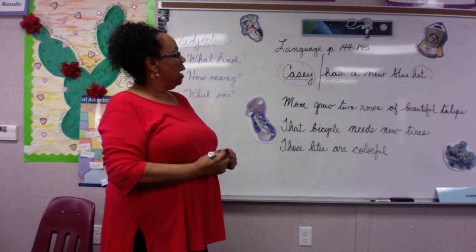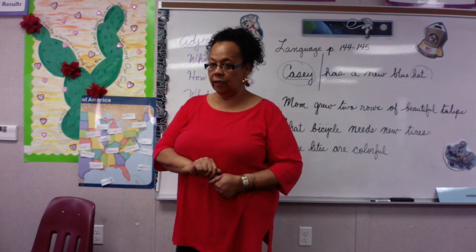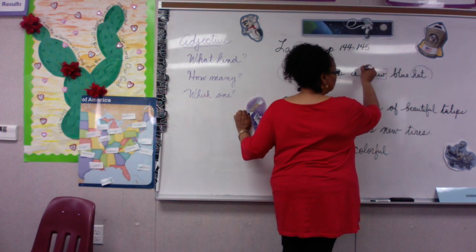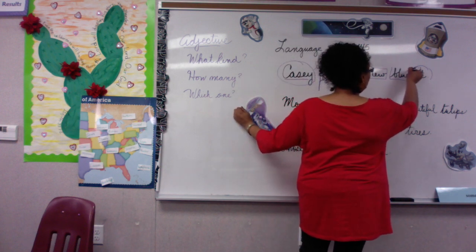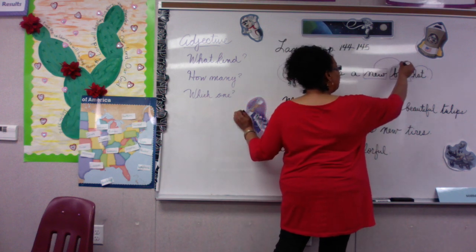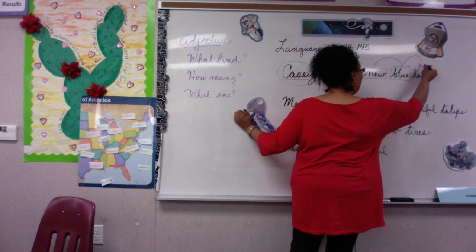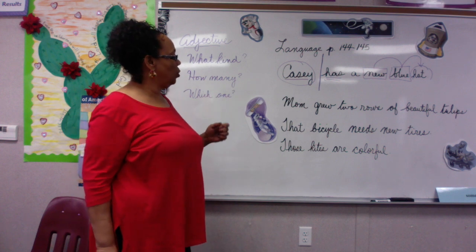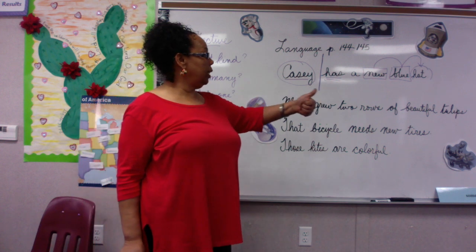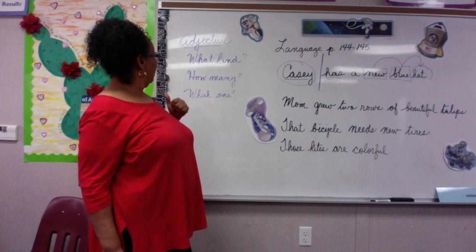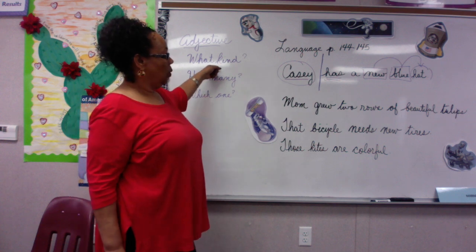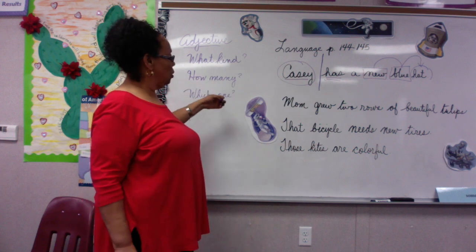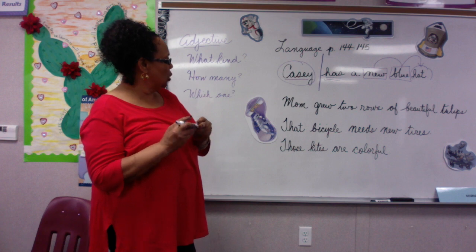Then I have to find my adjectives. So I have new and blue. And new and blue are modifying hat. They are describing what hat is. So they're describing what color it is, and they're what kind. What kind is new? What kind is blue? Which one is blue? Okay, let's go to the next one.